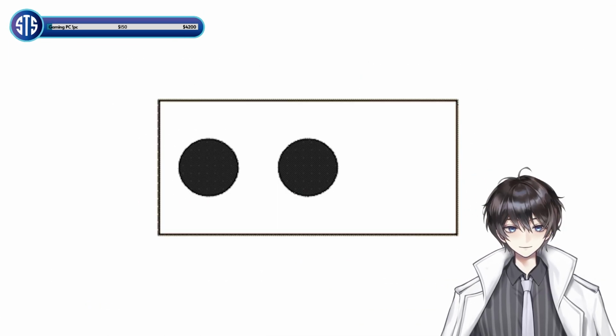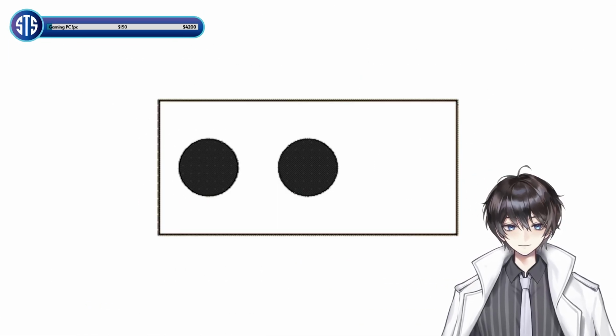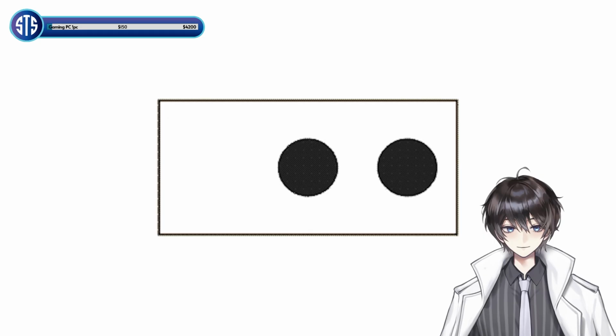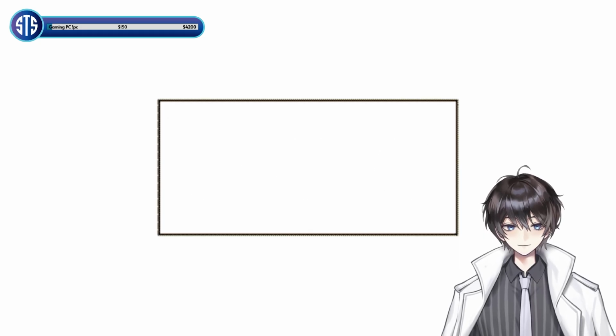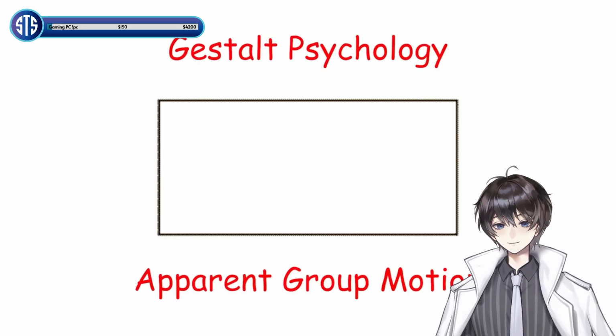Movements seem to play a huge role in this illusion. Ternus illusion. In this GIF, it seems like only one circle is moving, but if we add a small blank frame, it seems like they are both moving. This is closely linked to Gestalt psychology, and it's a type of apparent group motion.